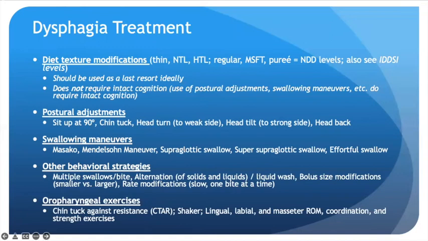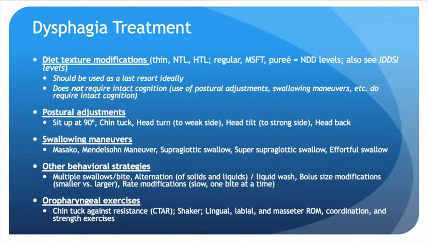So here's kind of a summary of some various dysphagia treatment strategies. So there's diet textural modifications. So we have, you know, thin liquids, nectar thick liquids, honey thick liquids, so a variety of viscosities of fluid. Then there's regular, mechanical soft and puree textures relative to solids. And those are the National Dysphagia Diet levels. It should also be noted that there are the IDDSI diet levels as well, a newer categorization of diet levels, and it has more gradations, it has more of them. And I'll talk a little bit about conversion between National Dysphagia Diet and IDDSI in a bit here.